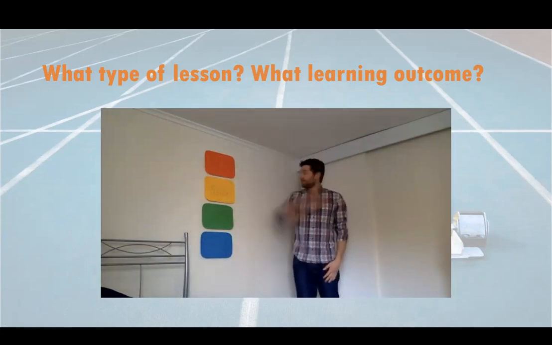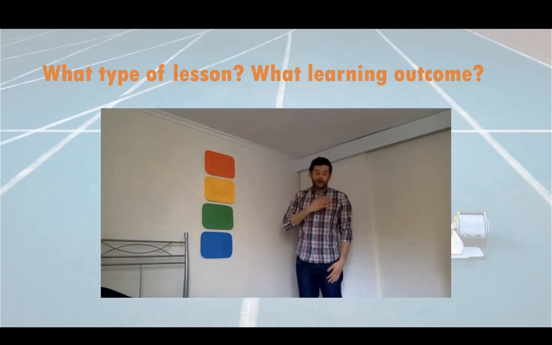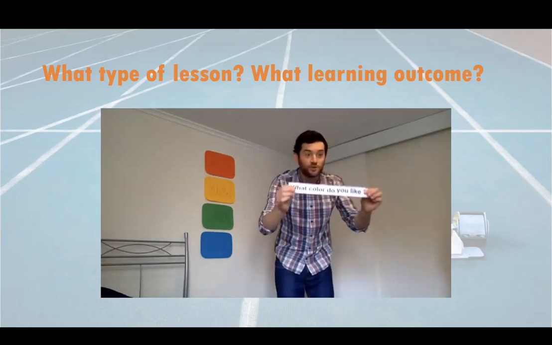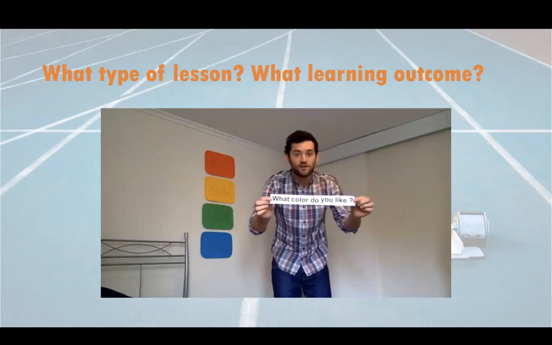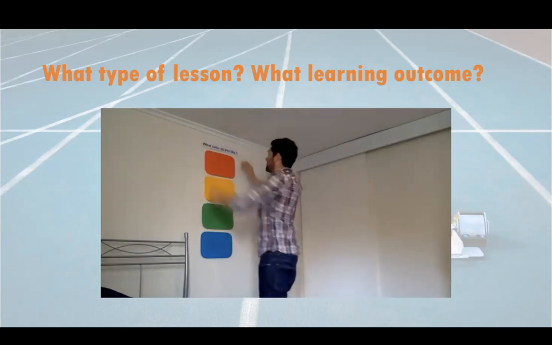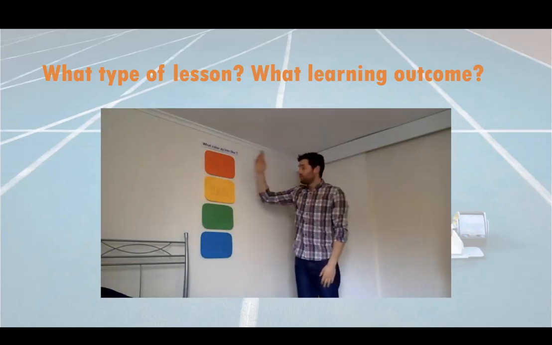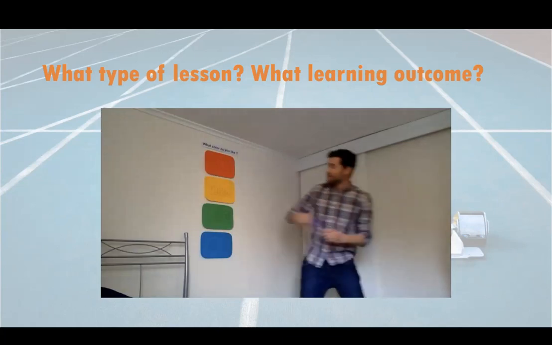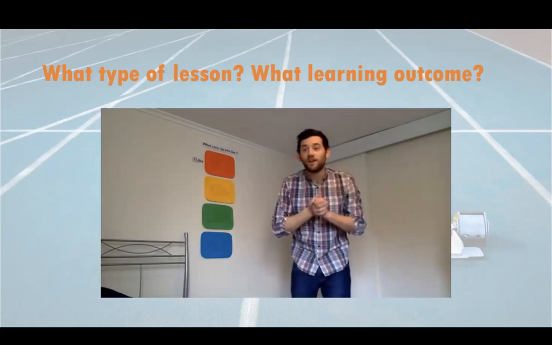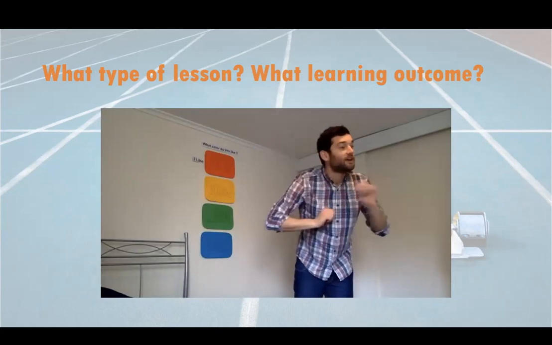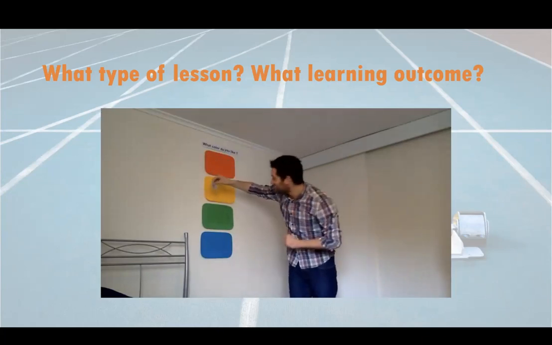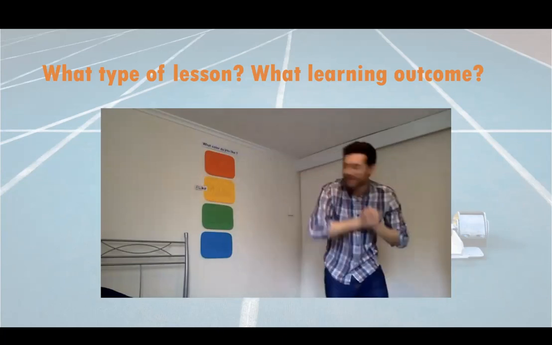So I like the colour red. I like red. What colour do you like? Again, I like red. Okay, what colour do you like? You like yellow. Brilliant. You like yellow. Fantastic. Well done.